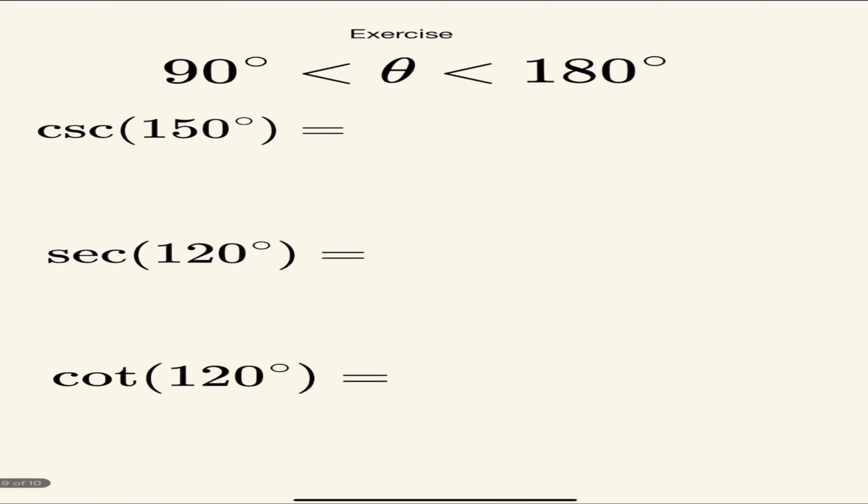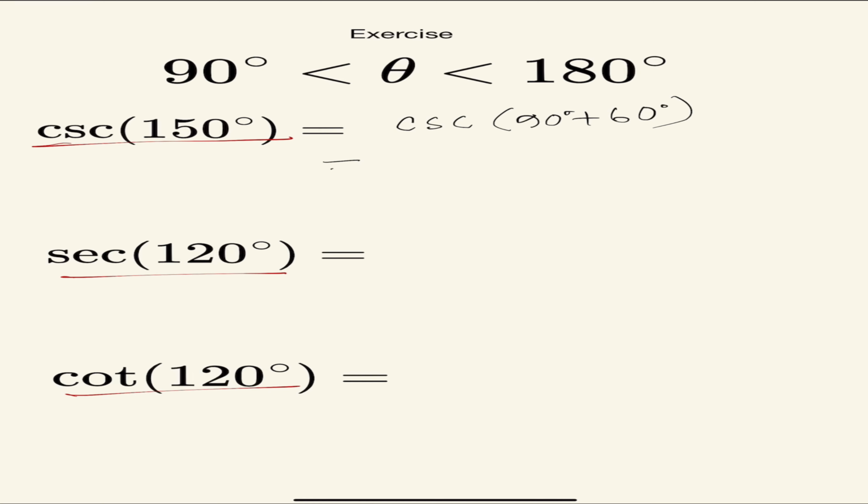Same, let's do the other three trig functions. So remember what we know about cosecant. Cosecant of 90 degrees plus 60 degrees, since it's 90 degrees, we have to change the function, so it's going to be secant 60 degrees. Since cosecant is positive in the second quadrant, it's going to be positive. What is secant 60 degrees? Secant 60 degrees is just 2, so its answer is 2.